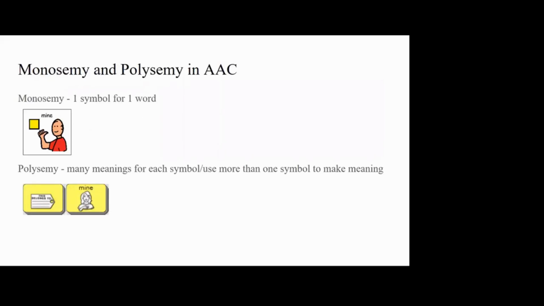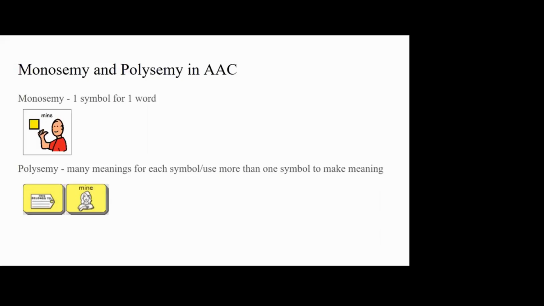And we can talk about monosemy and polysemy in AAC a little bit. Monosemy means one symbol for one word. That means mine. Polysemy means many meanings for each symbol, but you use more than one symbol to make meaning, so combinations of symbols make meaning. So the name tag plus the girl means mine. The name tag plus the boy might mean his, right?